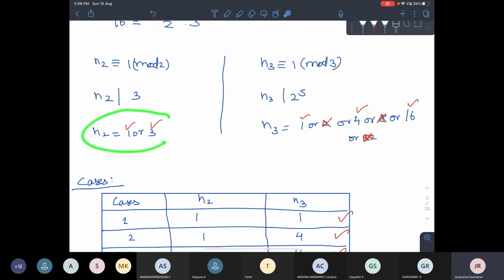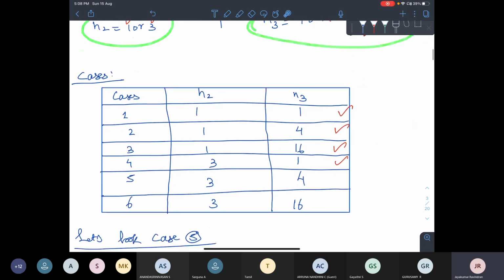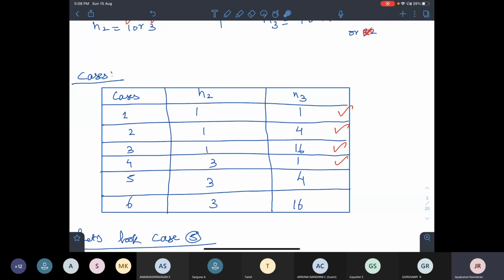You see, we have 2 cases here, we have 3 cases here, so we have to consider many cases. So total is 6 cases. 2 possibilities here, 3 possibilities here. So total is 6 possibilities we have to consider. What are the 6 possibilities? These are the 6 possibilities: (1,1), (1,4), (1,16), (3,1), (3,4), (3,16). But up to this, no problem.